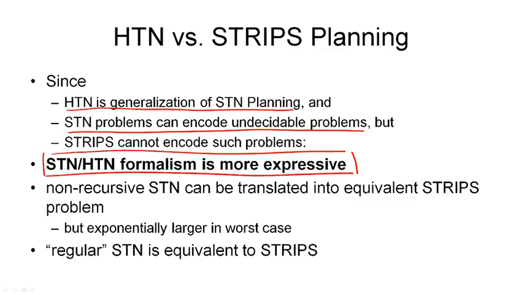But if you leave out the recursive aspect from STN planning, so if you have no methods that are effectively recursive, then you can translate these domains into equivalent STRIPS problems that solve the same problem. Unfortunately, this translation process may lead to an exponential blow-up in the size of the problem. As a final point, there is also a set of STN domains called regular STN domains, and that also is equivalent to STRIPS planning. Regular STN domains contain some degree of recursiveness, but not much.